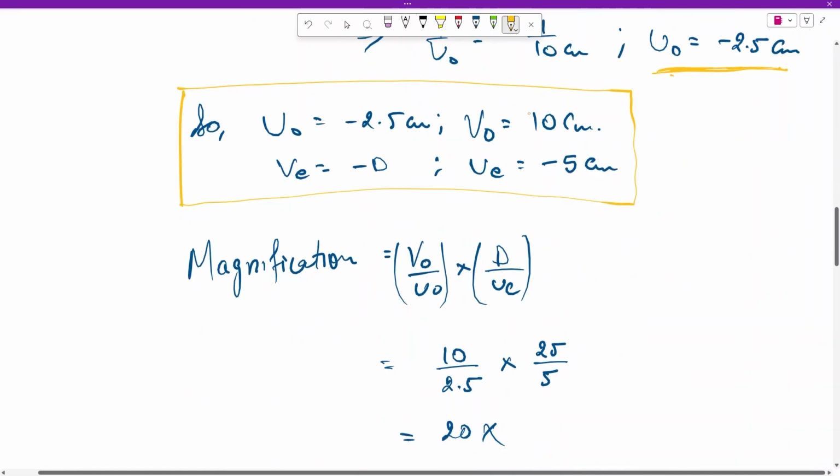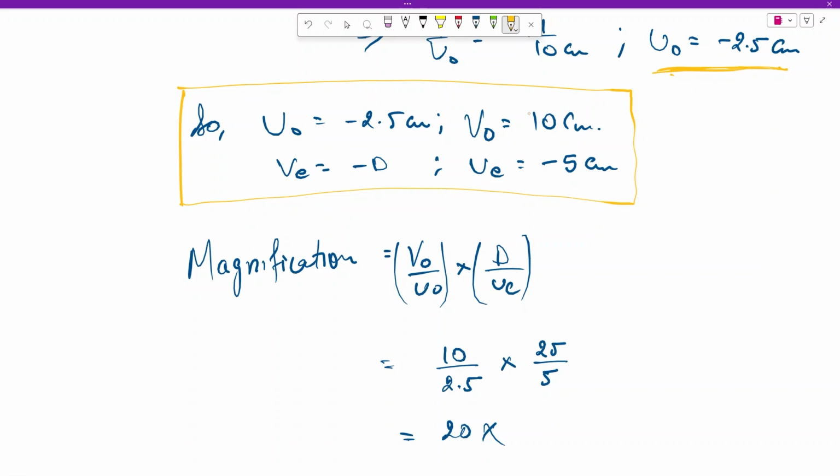So magnification in this case, we know the formula for magnification is given by VO by UO multiplied by D by UE. So here VO is the image distance from the objective and UO is the object distance from the objective. D is the distance of distinct vision and UE is the object distance from the eyepiece. So we have all the values over here. We will substitute it and we will get a value of 20x. So when the image is forming at the least distance of distinct vision, then we are getting the magnification power of 20.